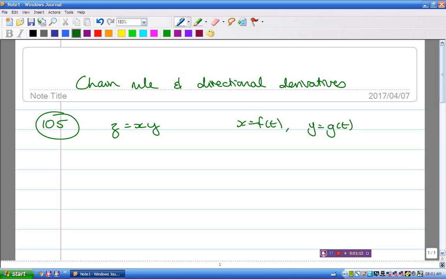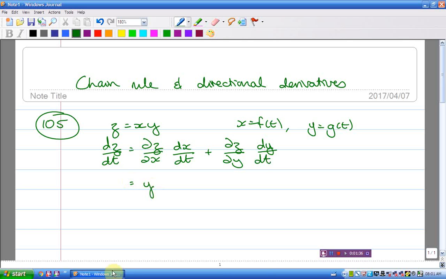So z is a function of x and y, and x and y are themselves functions of t. Therefore, it's legitimate to determine the derivative of z with respect to t. Chain rule says it's dz by dx, dx by dt, plus dz by dy, dy by dt. dz by dx is y, dx by dt is f dash of t, dz by dy is x, and dy by dt is g dash of t. Then to make it obvious, I'm going to replace the x and y with their f and g counterparts.